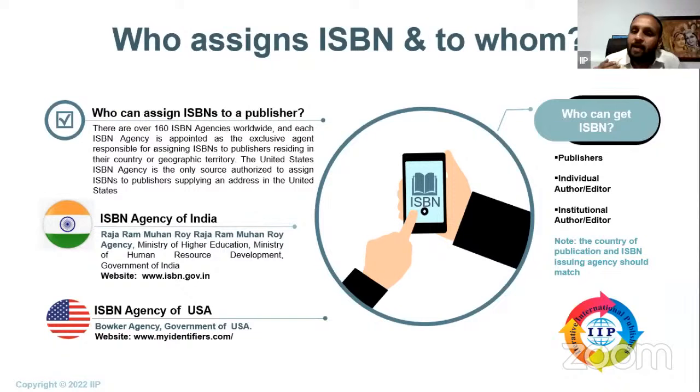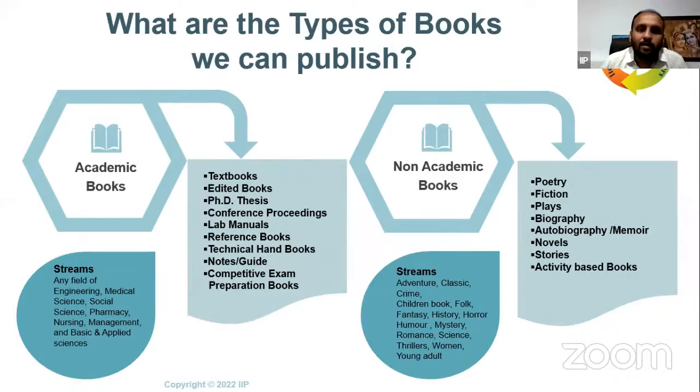The next question that comes to our mind is, what are the types of books we can publish? We can classify the broad categories of types of books. One is academic books and the other is non-academic books. These are the broad categories we made. It is not limited to the list we provided here.